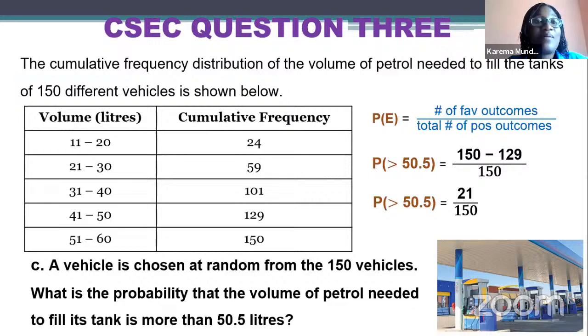So we have to take them out and see those who are left would be the ones that require more than 50.5. So I'm trying to express it another way. So you see what's happening? Is it any clearer? Yes, yes. Awesome. All right, we can move to the next question.